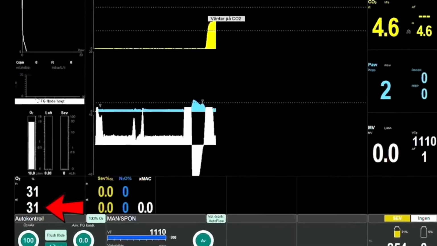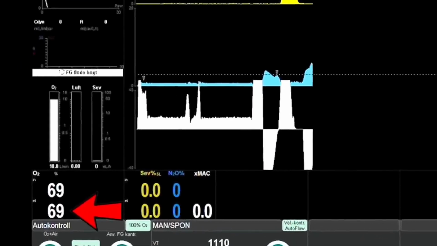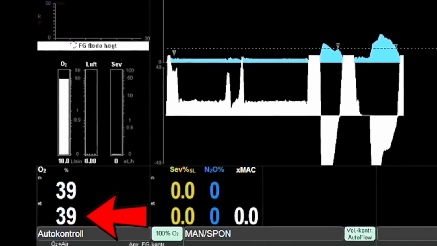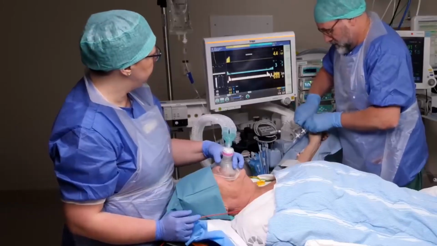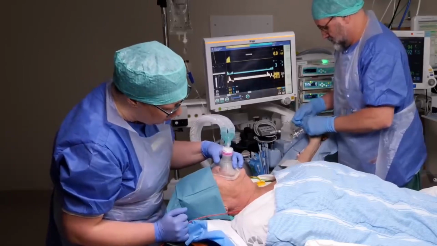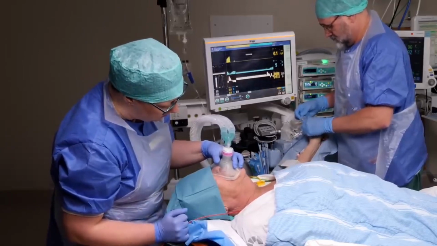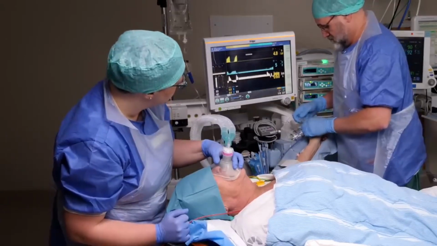Have the patient inhale 100% oxygen through a tight-fitting mask. When the measured expiratory or end-tidal oxygen concentration exceeds 80%, you've loaded up an oxygen reserve in the periphery of the lungs. If this monitoring is unavailable, pre-oxygenate for a minimum of 3 minutes.